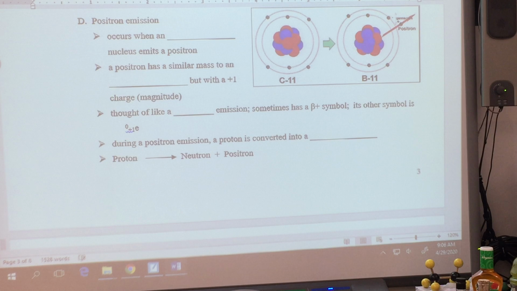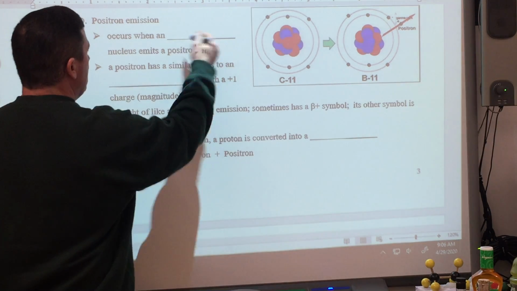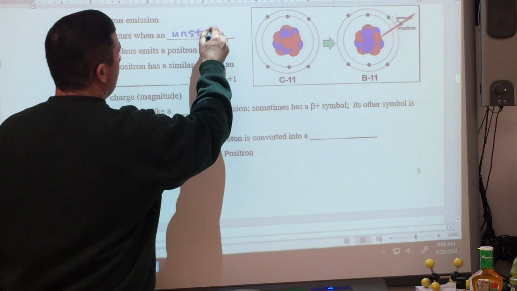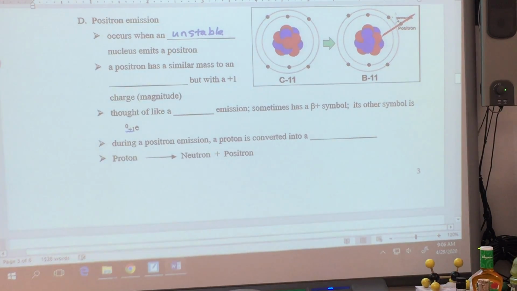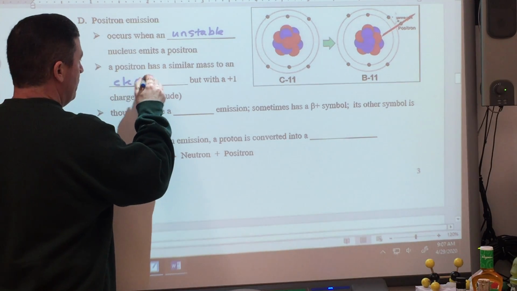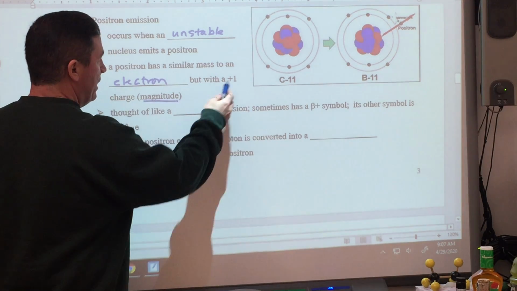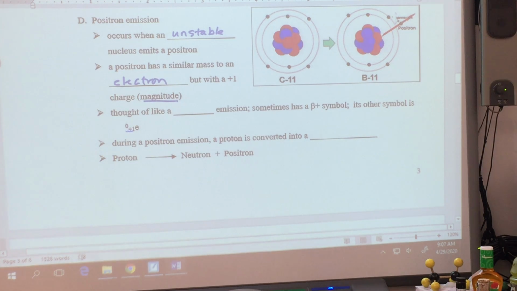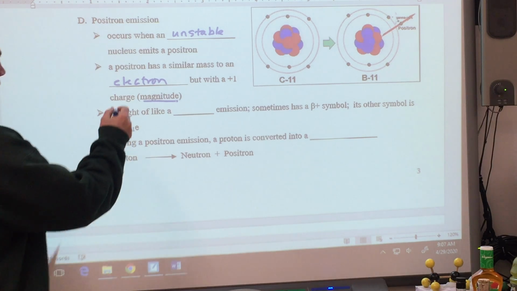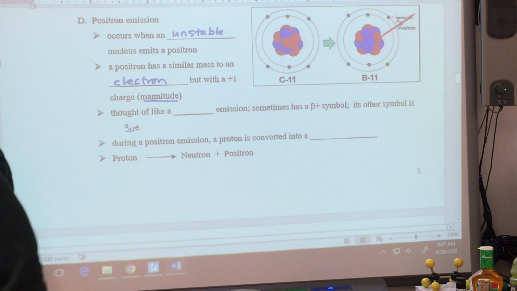Positrons. And this is true of all of them, we start with an unstable nucleus, and in this case it emits something called a positron. Positron is a similar mass to an electron, but with a different charge. Now, sometimes you'll see the word magnitude that goes with that. That positive one is its magnitude, a negative one would be the magnitude of an electron. So essentially a positron is an electron with a positive charge.